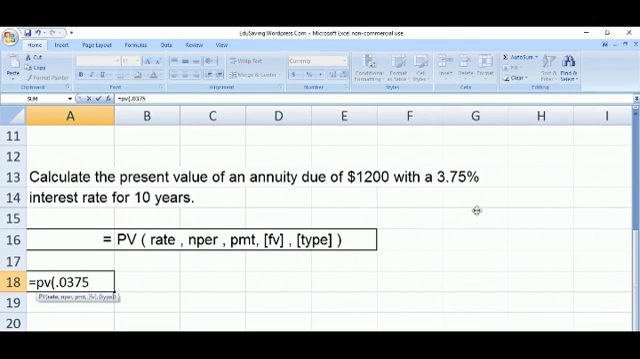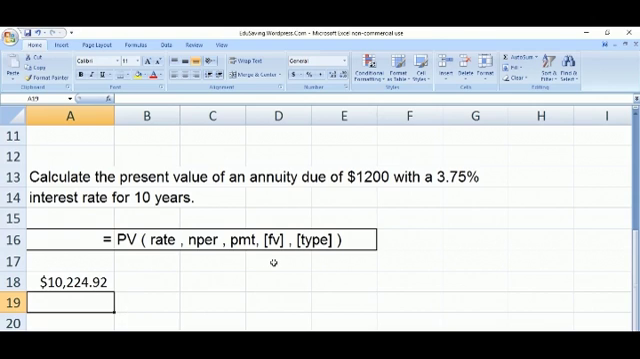Number of periods 10. Payment 1,200, and future value, well, since we don't have anything to put for that, we simply put a comma. Then for type, just put a 1 right here, close parenthesis. Make it a positive number by putting a negative sign right here, and enter. So that's all for calculating annuity dues with the future value and present value functions.